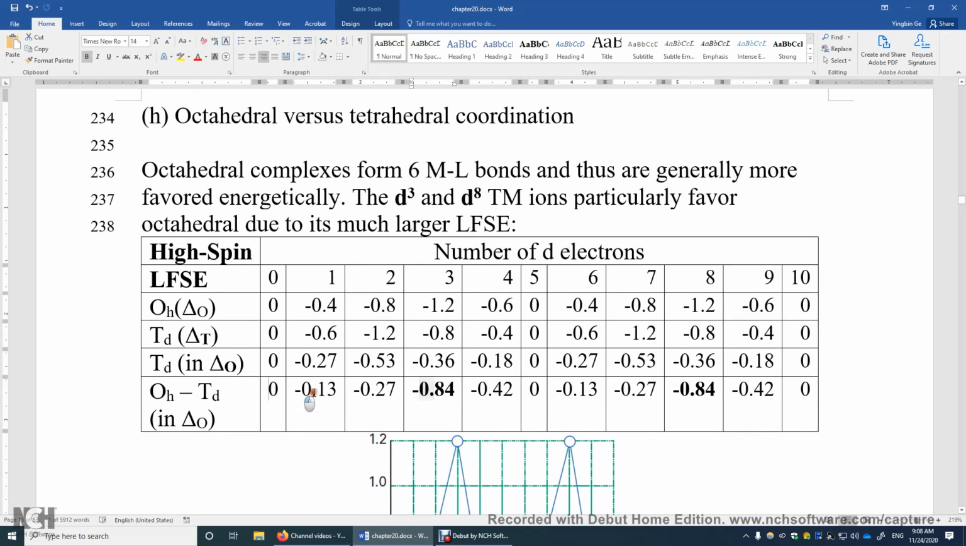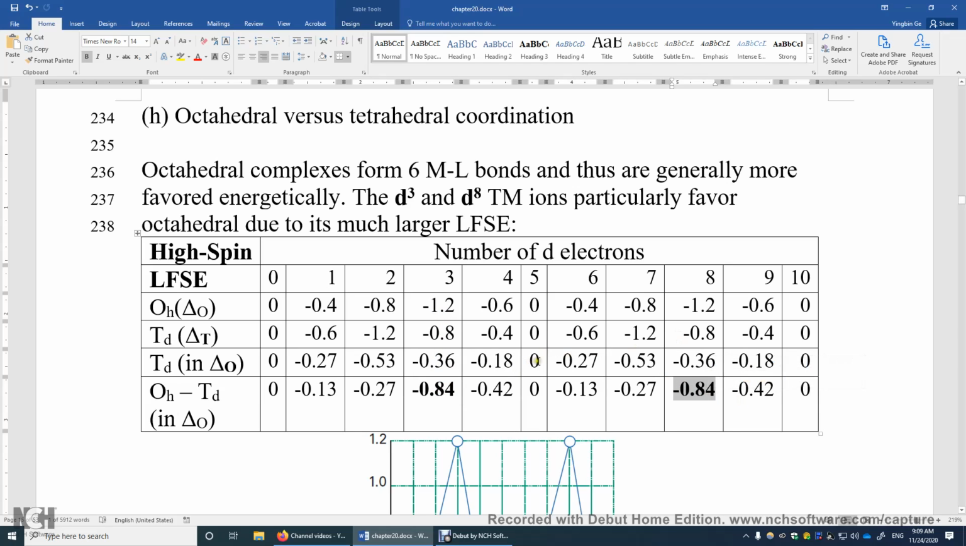I want you to pay attention to the 2 most negative numbers in this row, here and here. So what does that tell you? That tells you if your transition metal center has 3 d electrons or 8 d electrons, very likely it's going to be an octahedral complex due to this very large negative ligand field stabilization energy in the octahedral complex in comparison with the tetrahedral. So there's a big difference here if you make this comparison.